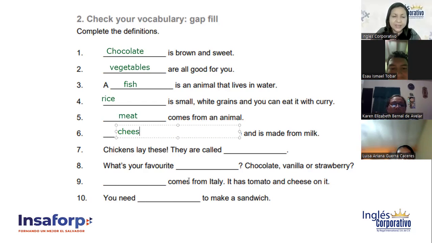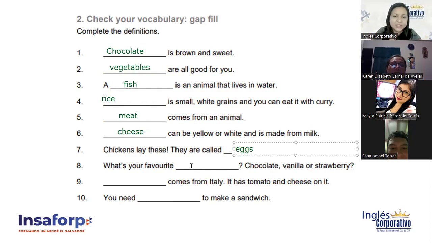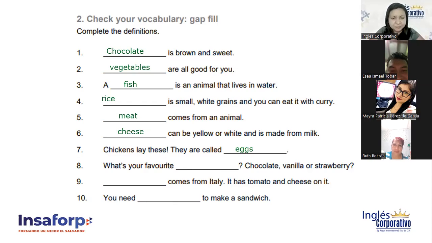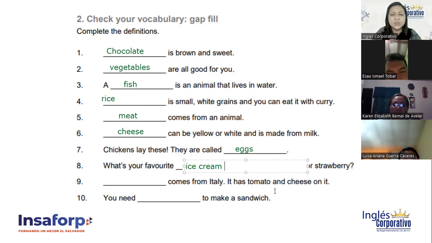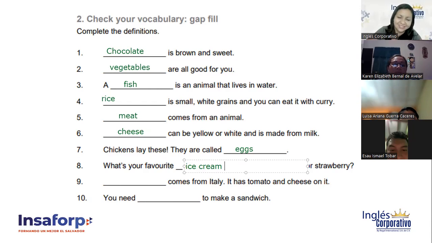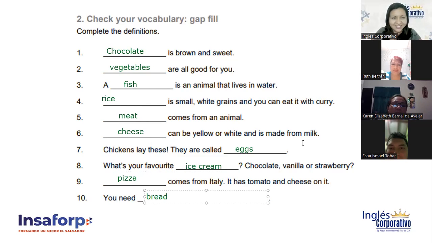This is cheese. It's yellow or white and it's made from milk. Chickens lay these. They are called eggs. What's your favorite? Ice cream. Comes from Italy, has tomato and cheese: pizza. To make a sandwich: bread. Excellent. Wow, guys, very smart.